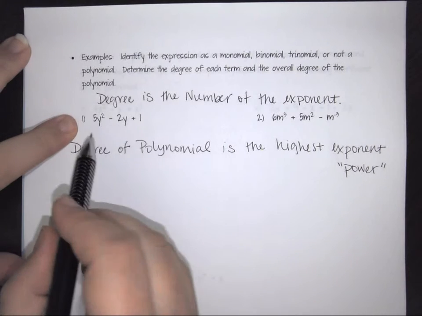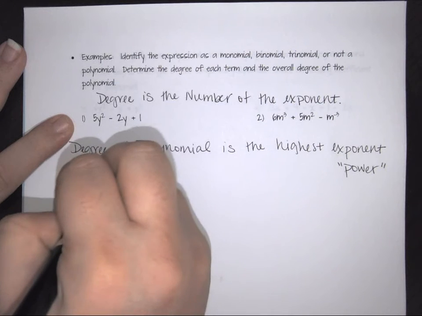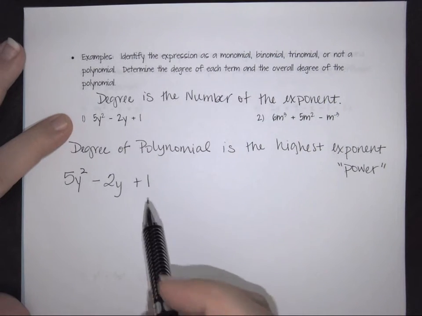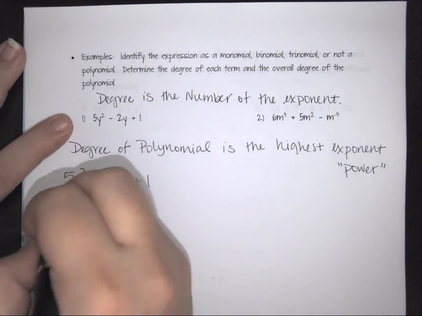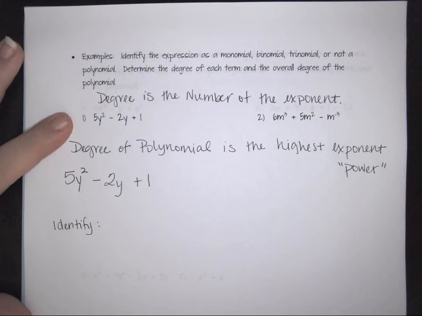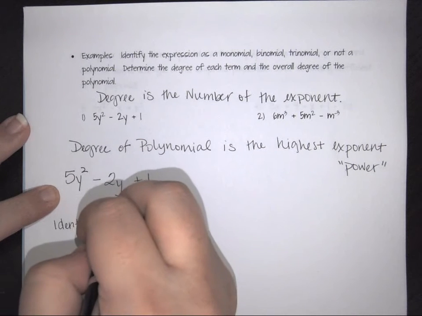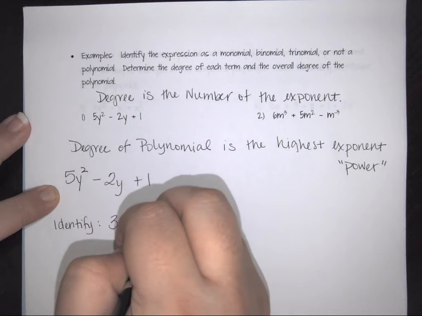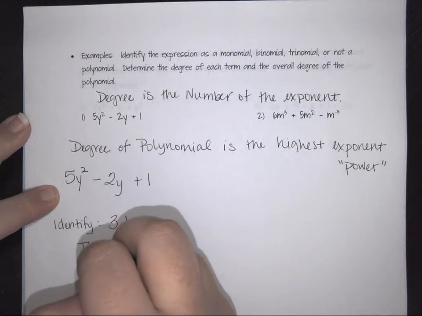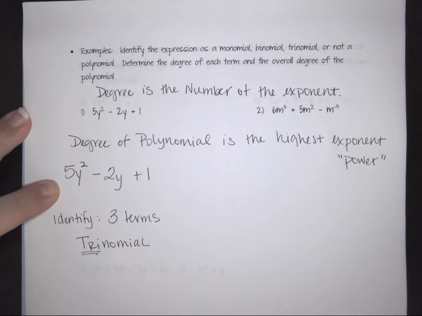So first I have 5y squared minus 2y plus 1. The first thing that we need to do is identify it. In order to identify, we need to know how many terms. Well, I have 3 individual terms. So when we have 3 terms, this means that we have a trinomial, where the word tri means 3 terms.